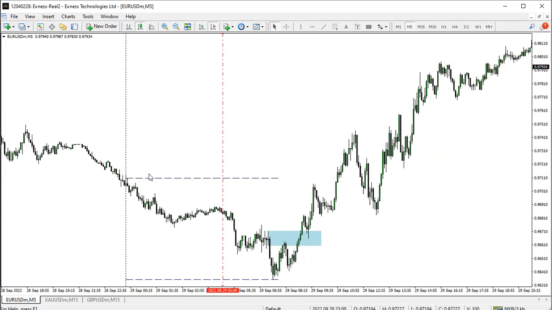Even here, as you can see, 5 a.m. to London Open: low, high, higher low, breakout of structure, return to breaker. As you can see, that is also your entry.